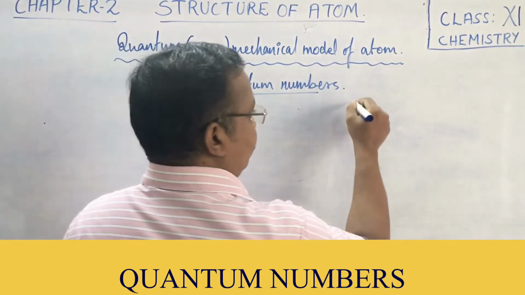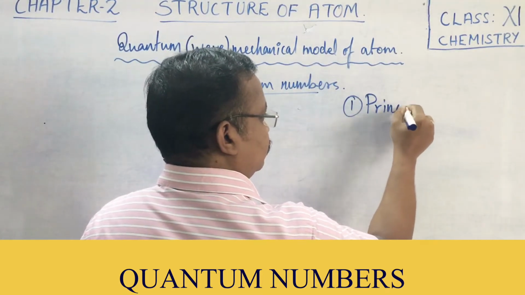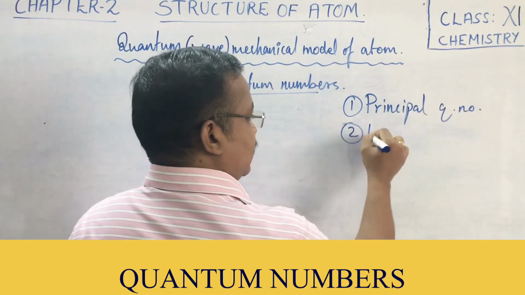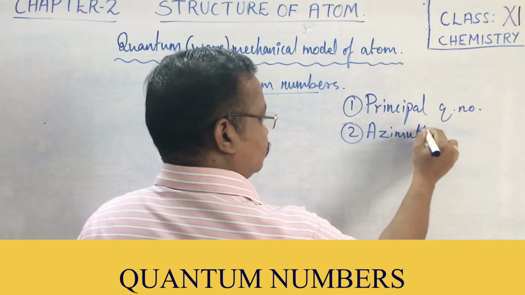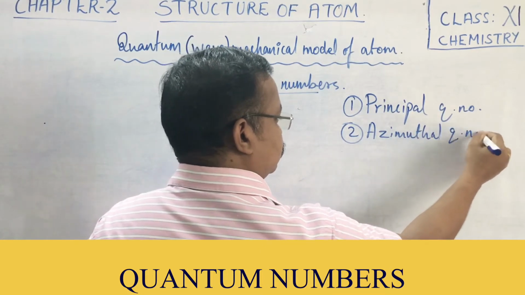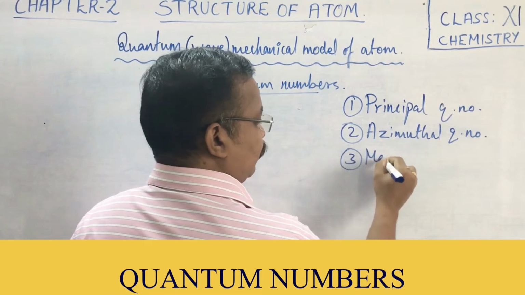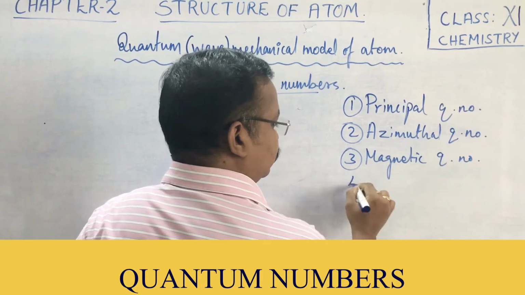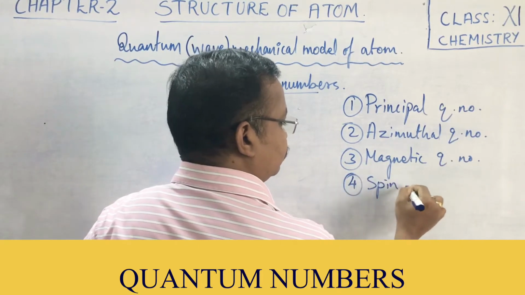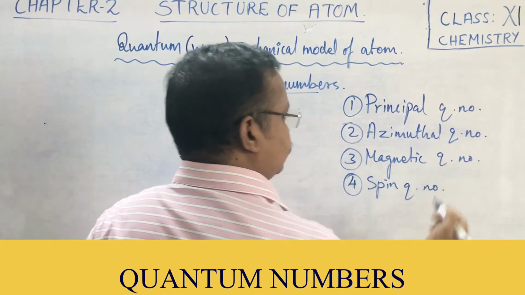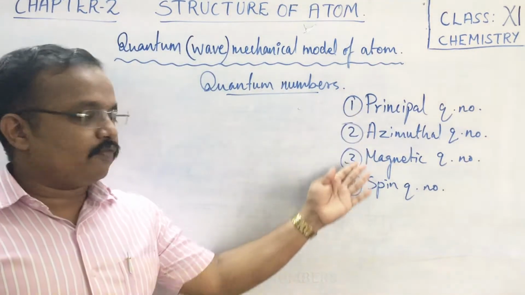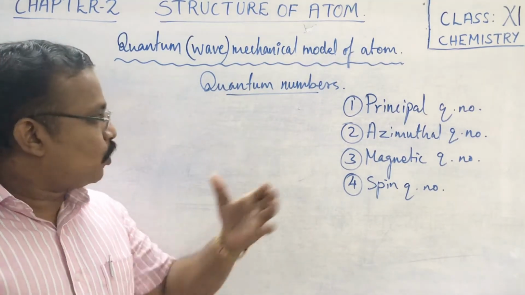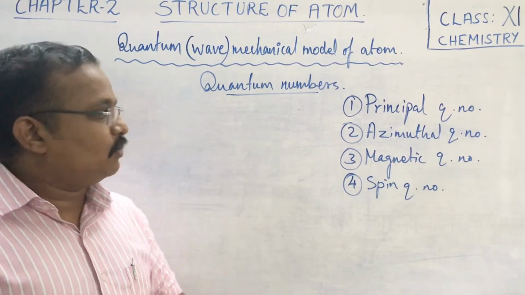First one is the principal quantum number, second one is the azimuthal quantum number, third one is the magnetic quantum number, and fourth one is the spin quantum number. So these four sets of numbers that explain the wave mechanical model are called quantum numbers. So the first one is our principal quantum number.